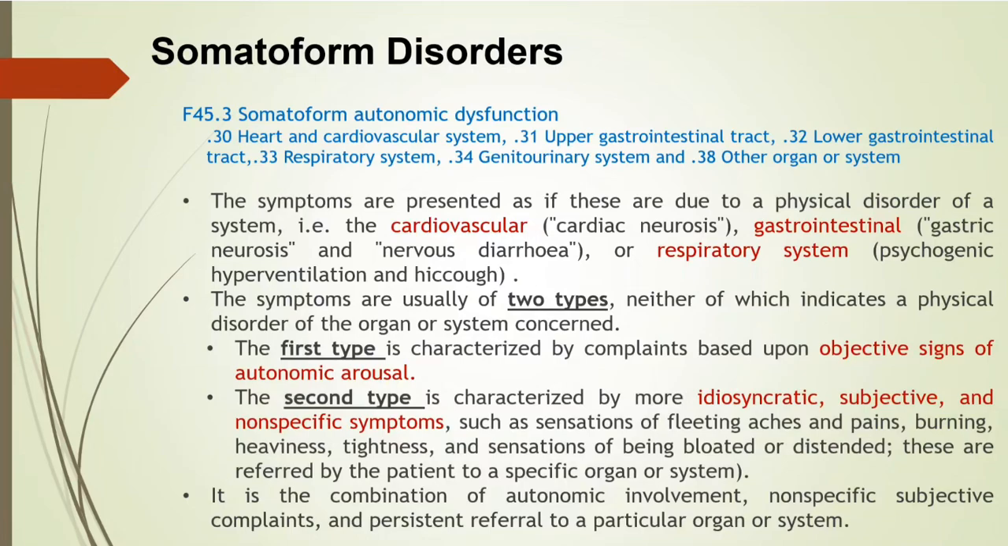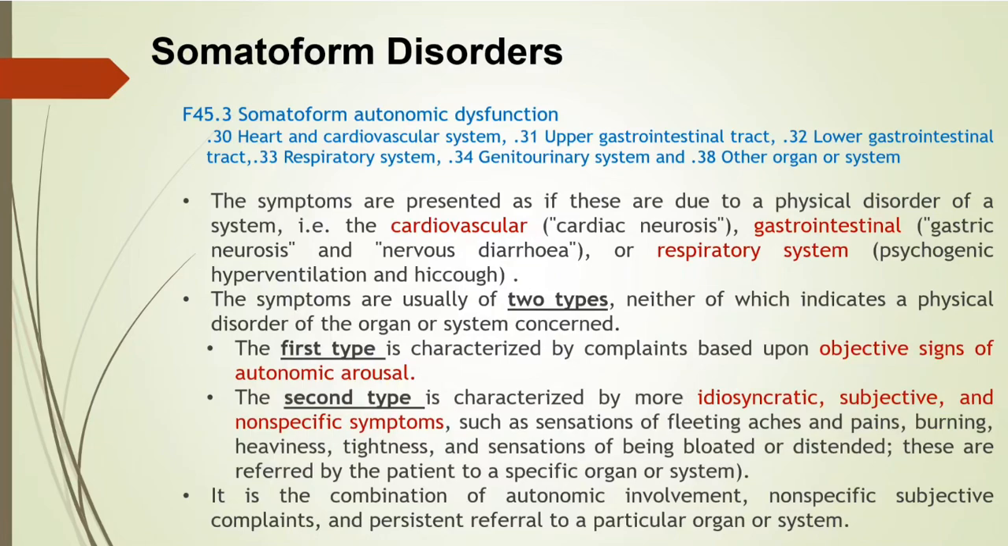The symptoms are usually of two types, and neither of which indicates a physical disorder of an organ or system of concern. The first type is characterized by complaints based upon objective signs of autonomic arousal. Autonomic nervous system you must know, and the symptoms of autonomic hyperactivity you must be knowing. So they present with autonomic arousal.